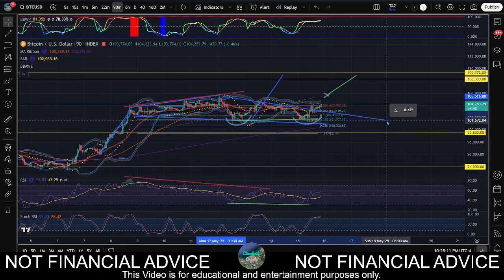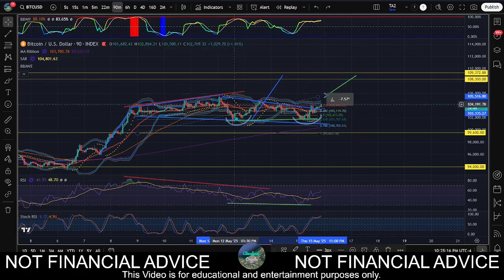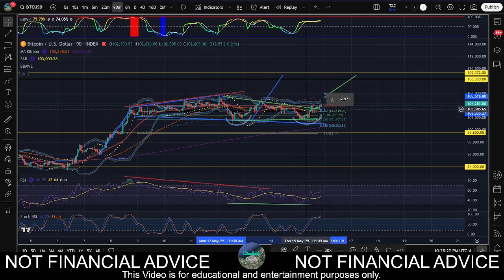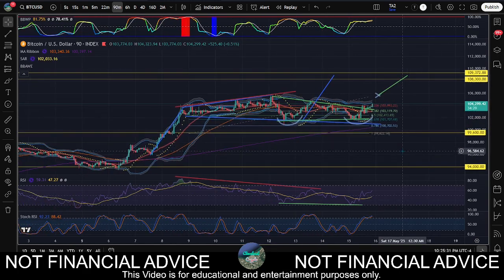Extended it down. I was going to say, hey, this is kind of forming a symmetrical or a descending triangle, but with that upper bound being broken already, it's not anymore. So we'll see if another top comes in here, but yeah, everything's looking kind of bullish on the 90-minute chart.